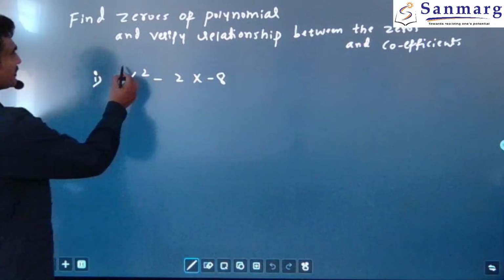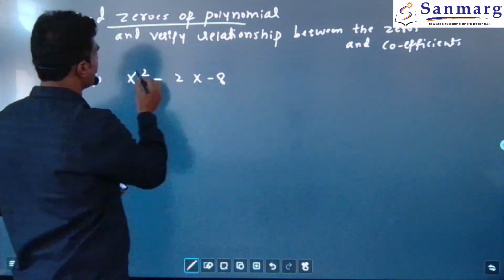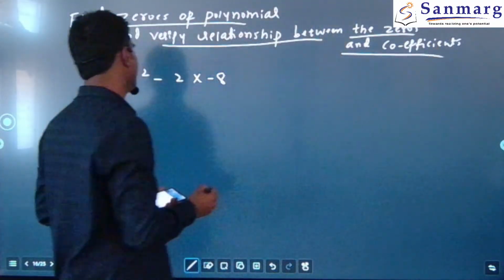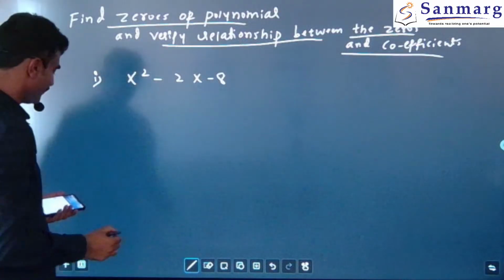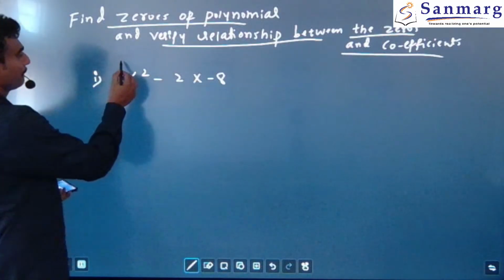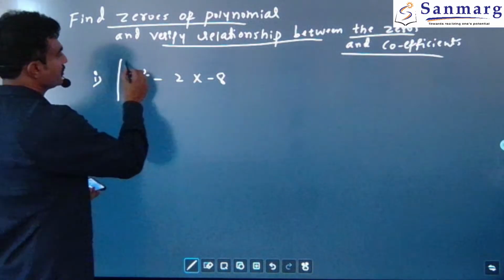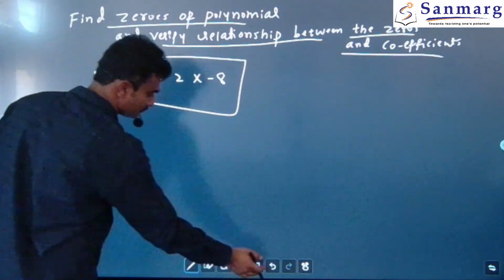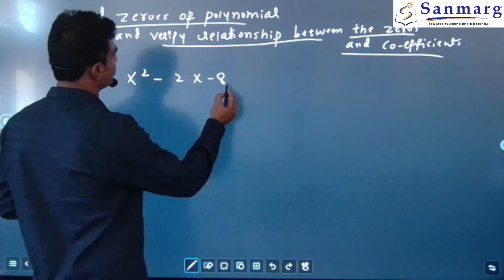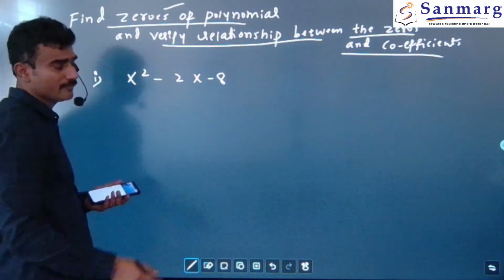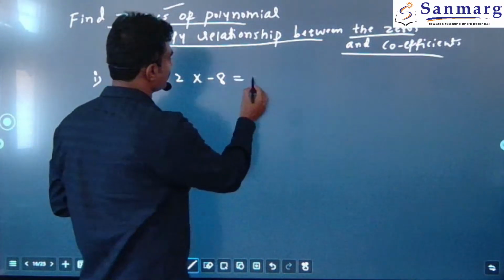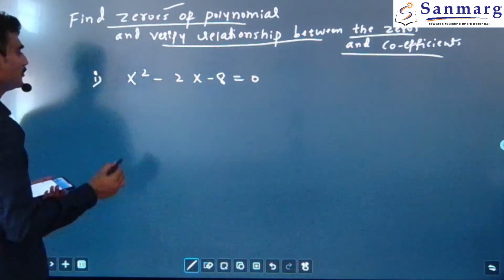So the next category of questions: find the zeros of the polynomial and verify the relationship between the zeros and coefficients. This is one quadratic equation they have given: x square minus 2x minus 8. Let us first find the zeros, then we can later verify the relationship between the zeros and coefficients. So x square minus 2x minus 8 equal to 0.